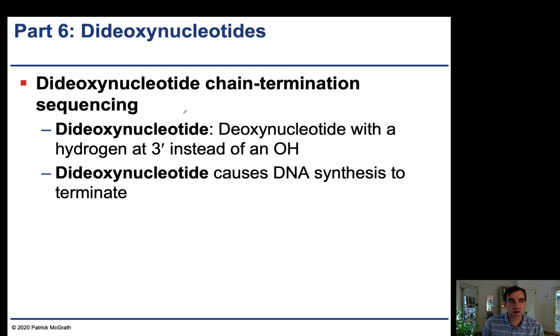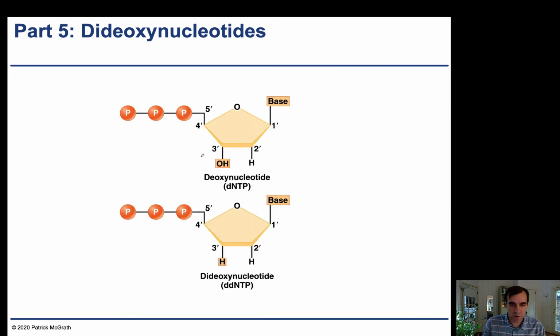And so the secret of this, the way that Fred Sanger originally conceived of to determine the order, is by using a chemical trick, using a modified nucleotide called dideoxynucleotide. This is very similar to your normal deoxynucleotide, but instead of having an OH at the 3' end, you replace it with a hydrogen. And what happens is this causes the DNA synthase to terminate.